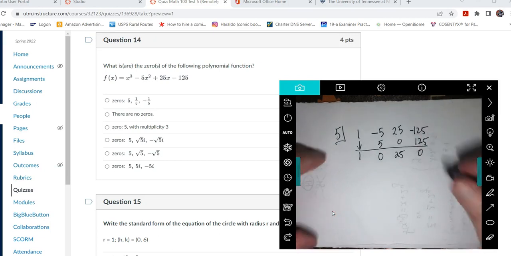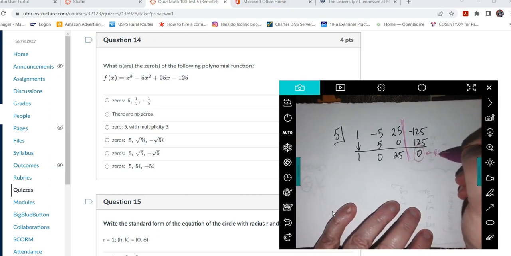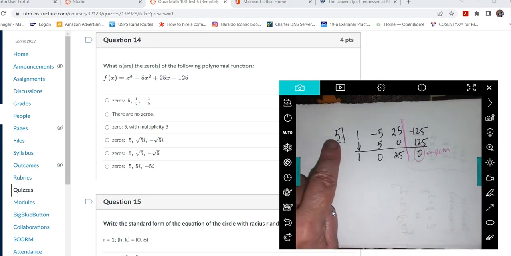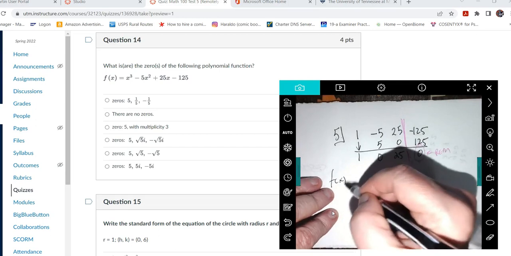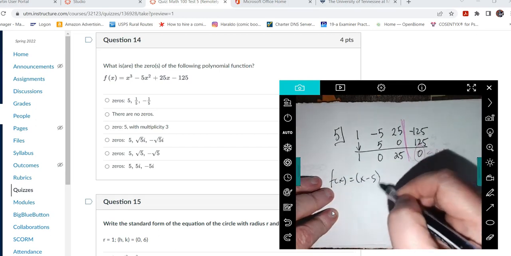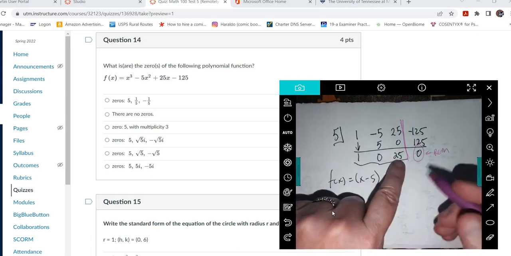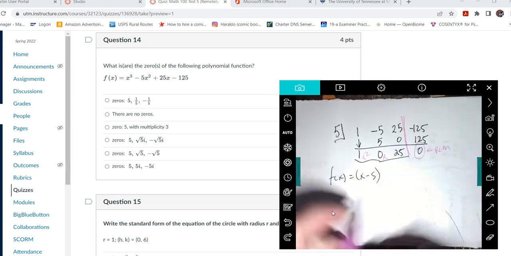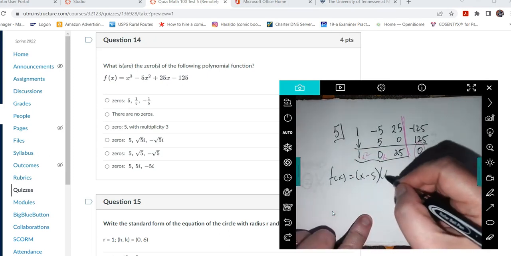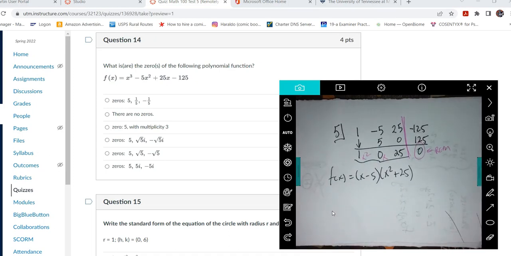And when I add those, I get 0. So my remainder when I do synthetic division is 0. 5 is a 0. X minus 5 is a factor. So I can write f of x now as x minus 5 times the quotient. And the quotient, that's my constant, that's my coefficient for x, that's my coefficient for x squared. So I'm going to have x squared plus 25, and then plus the remainder, which is 0.